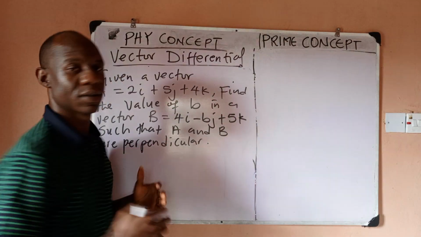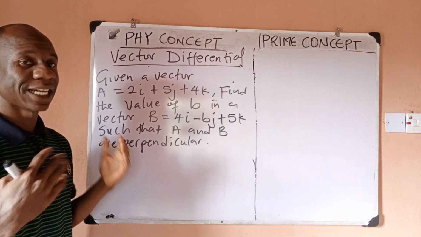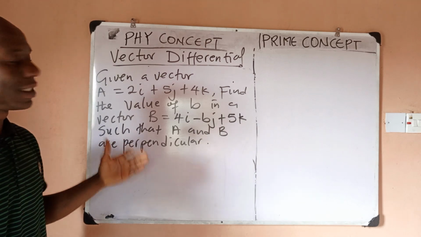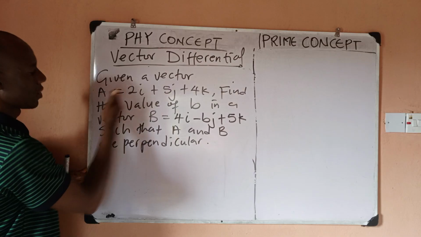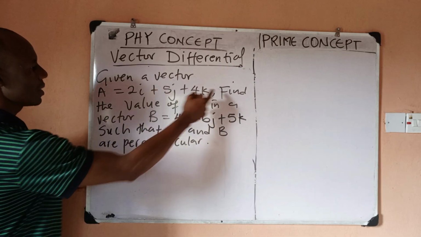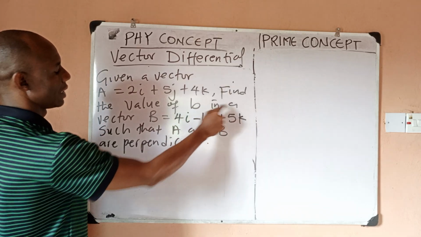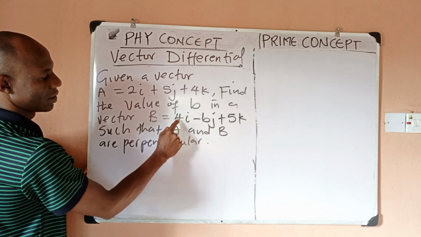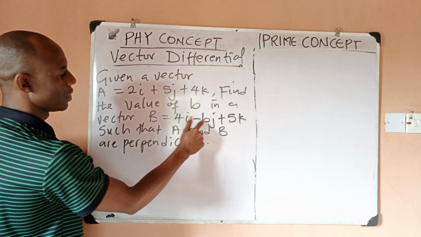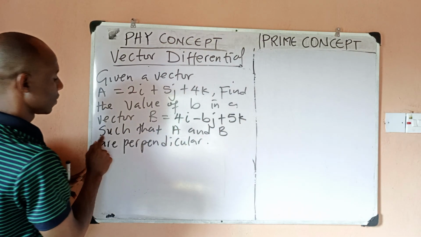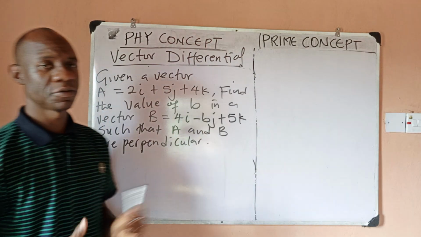Alright, now I want to close this video with a simple one under vectors. This is still part of the assignment we are still solving, or the CA problems we are still solving. Now we have given a vector A equals this. Find the value of b. So we have an unknown. Find the value of b in a vector B, which is this 4i minus bj. So b is an unknown. We're finding the value of b in the vector B such that A and B are perpendicular. Very simple application of vectors.